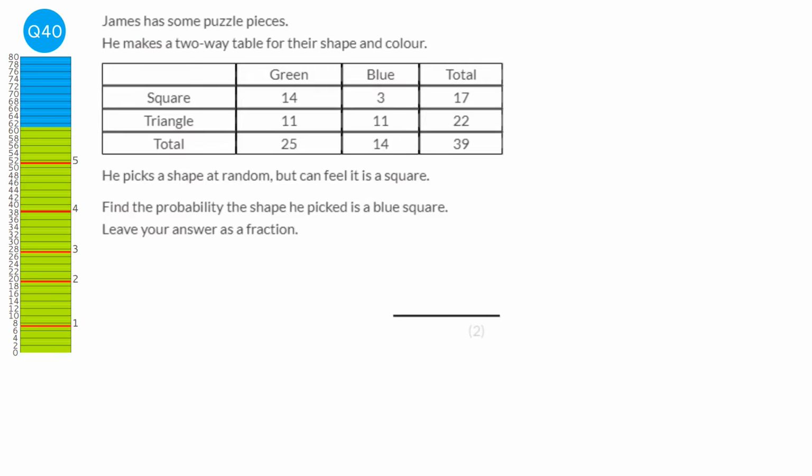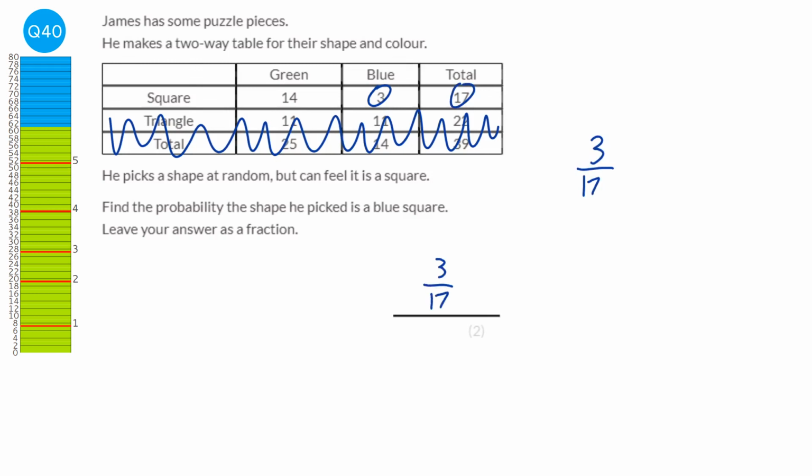We know that James knows that he has a square, so we can get rid of all of this bit. It's not relevant at all to the question. The question asks, what is the probability that the square is blue? Well, there are 3 blue squares, so it will be 3 over, and how many are there in total? It says the total is 17. So the answer is 3 over 17.